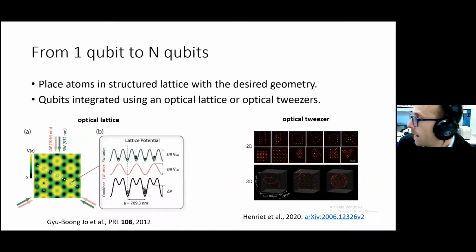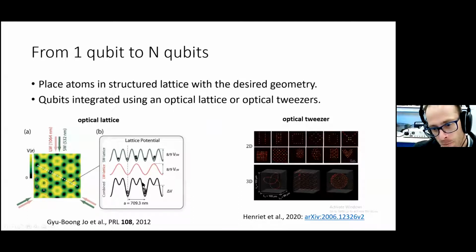So I described very briefly 1 qubit. Now we want to scale to n qubits. That means we want to place the atoms, the qubits, in a structured lattice with the desired geometry. And the desired geometry depends on what we want to do, if you want to simulate or if you want to do quantum computation. But usually the common approach is to trap the atoms using an optical lattice, or equivalently optical tweezers.